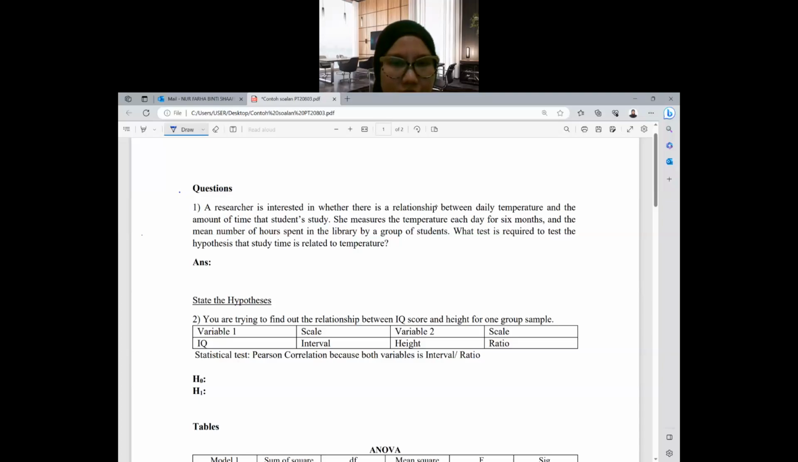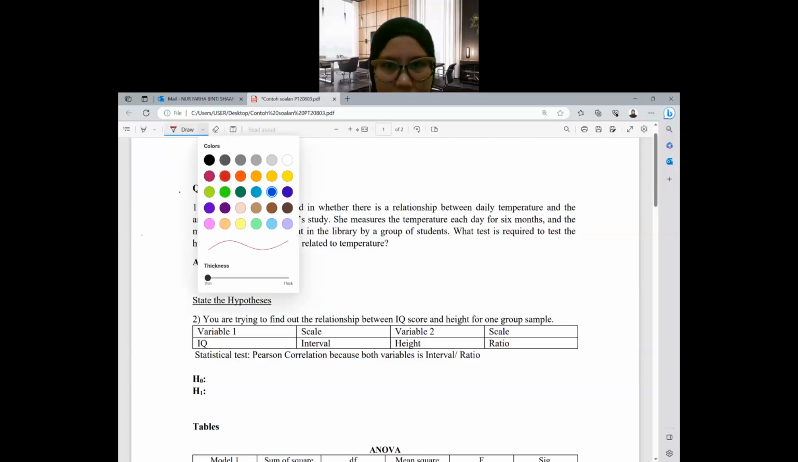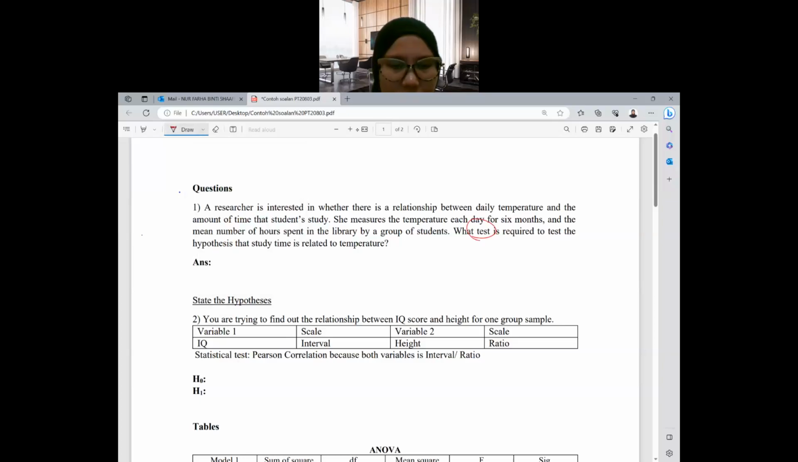A researcher is interested in whether there is a relationship between daily temperature and the amount of time that students study. He measures the temperature each day for 6 months, and the mean number of hours spent in the library by the group of students. What test is required to test the hypothesis that study time is related to the temperature? Okay, so the question asks what test do you use to test this hypothesis?